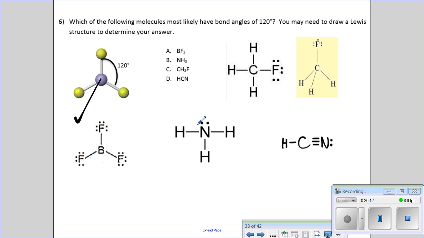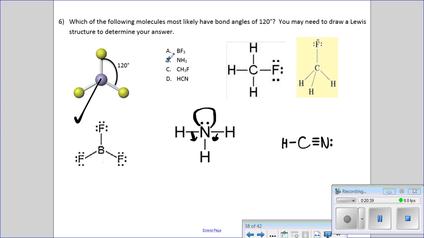NH3 is not a bad choice, but it's the wrong choice, mainly because you've got this lone pair of electrons on the central atom. As such, it will push these bonded electrons closer together. So your bond angle is no longer 120, because now you've got this extra lone pair of electrons taking up space. It's more like 107.5 degrees.